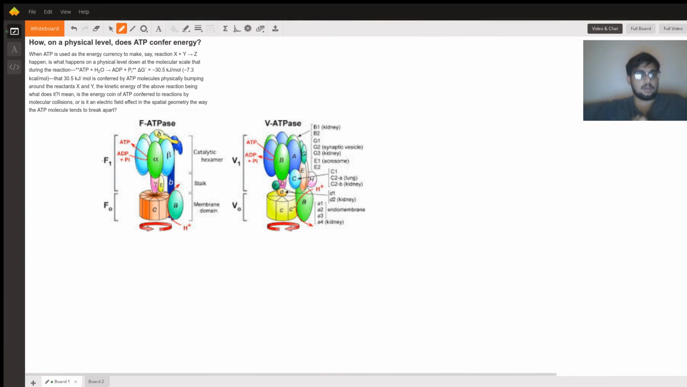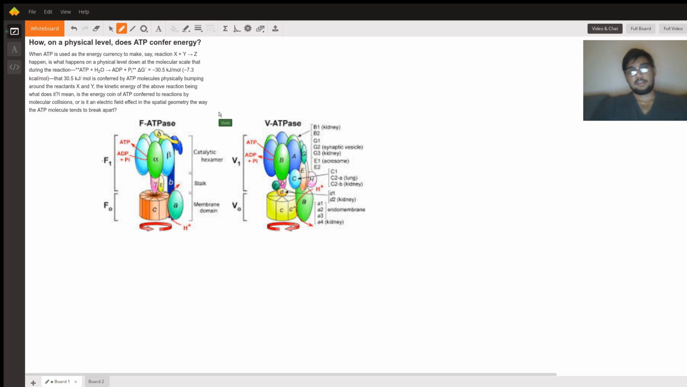Good question that you have to really break down on multiple levels. So how on a physical level does ATP confer energy? Now, yes, you're right. ATP plus the addition of water causes the hydrolysis into ADP and phosphate energy. And then you have the chemical understanding of all that stuff. But from a physical perspective, ATP is processed through an ATPase pump.